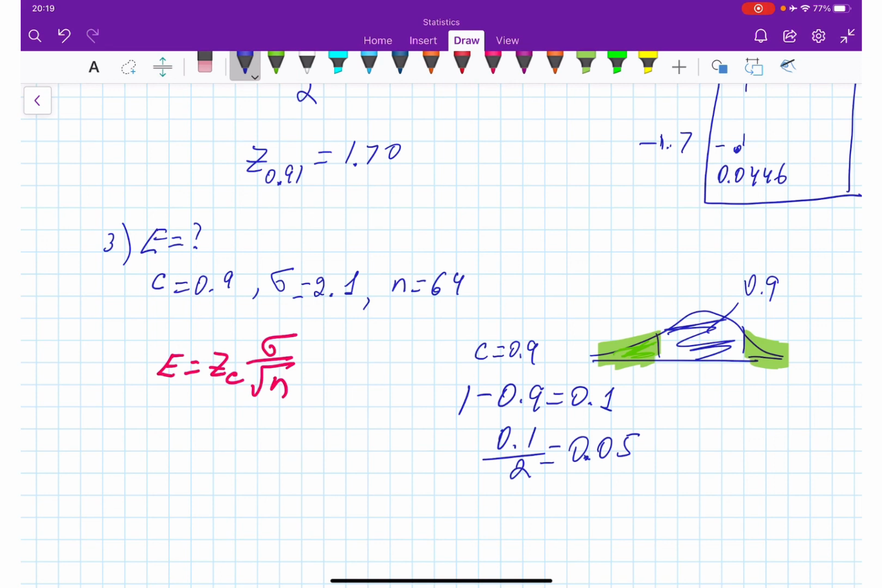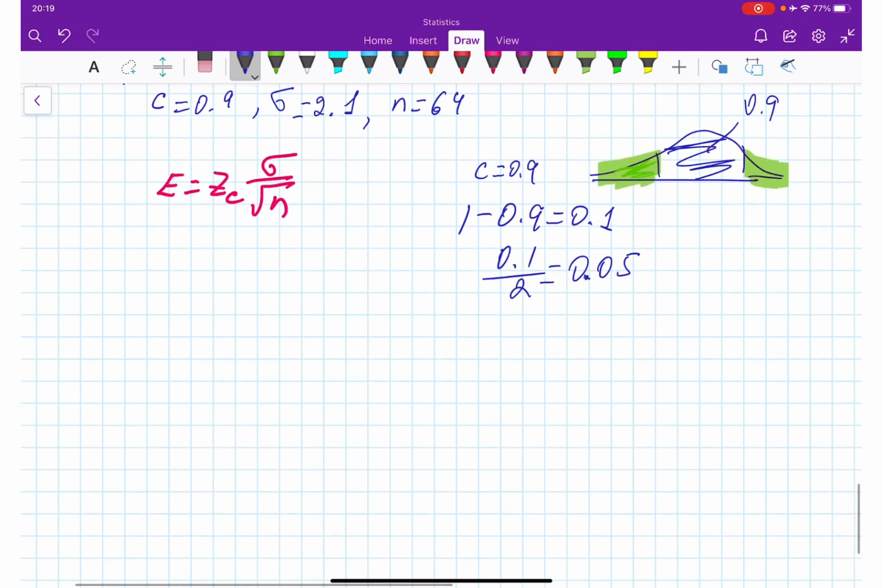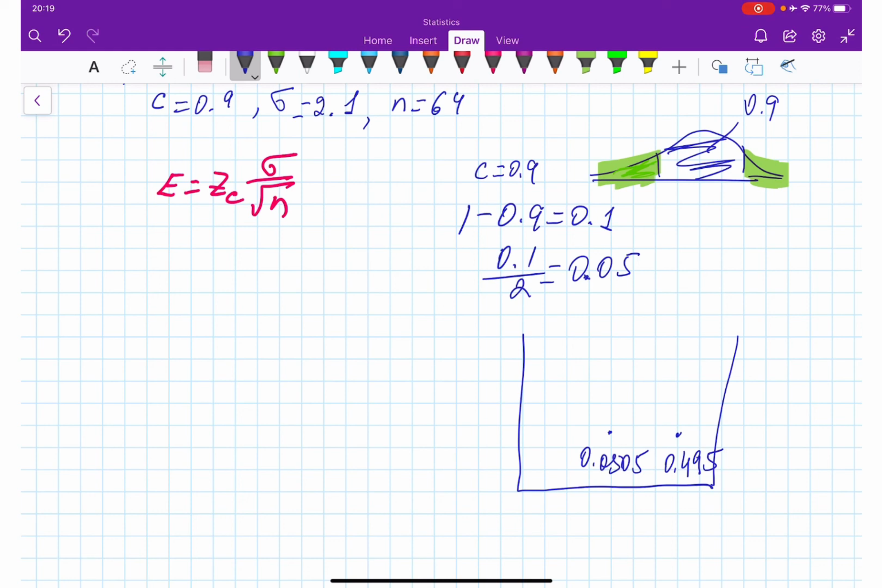So 0.0548. Let me see. Okay, I found it's between, let me show you. It's between 0.0505 and 0.495. Okay, so we have to look right in the middle.